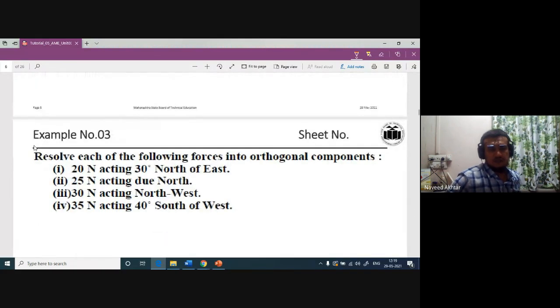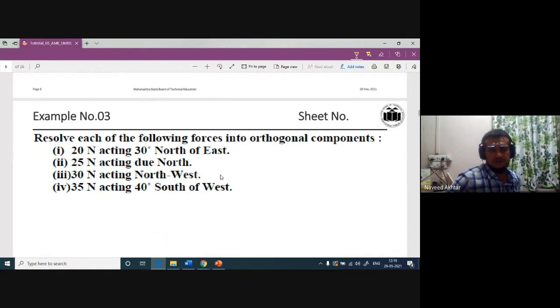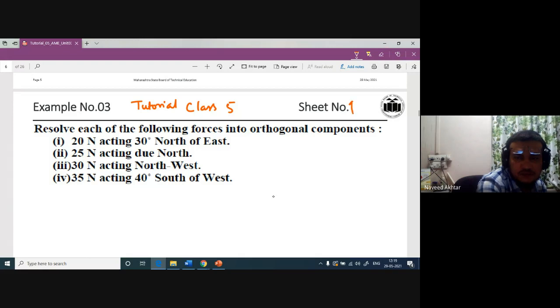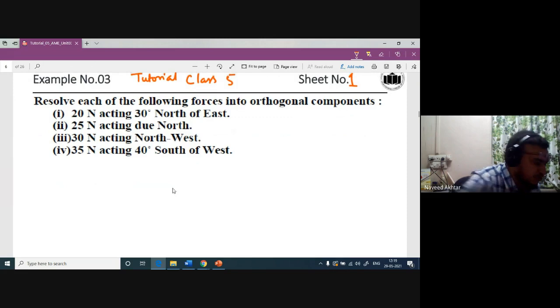Now today, example number 3, tutorial class number 5, sheet number 1. So here the examples are given. Resolve the forces. These examples are on the resolution of forces. So what they are saying: resolve each of the following forces into orthogonal components.